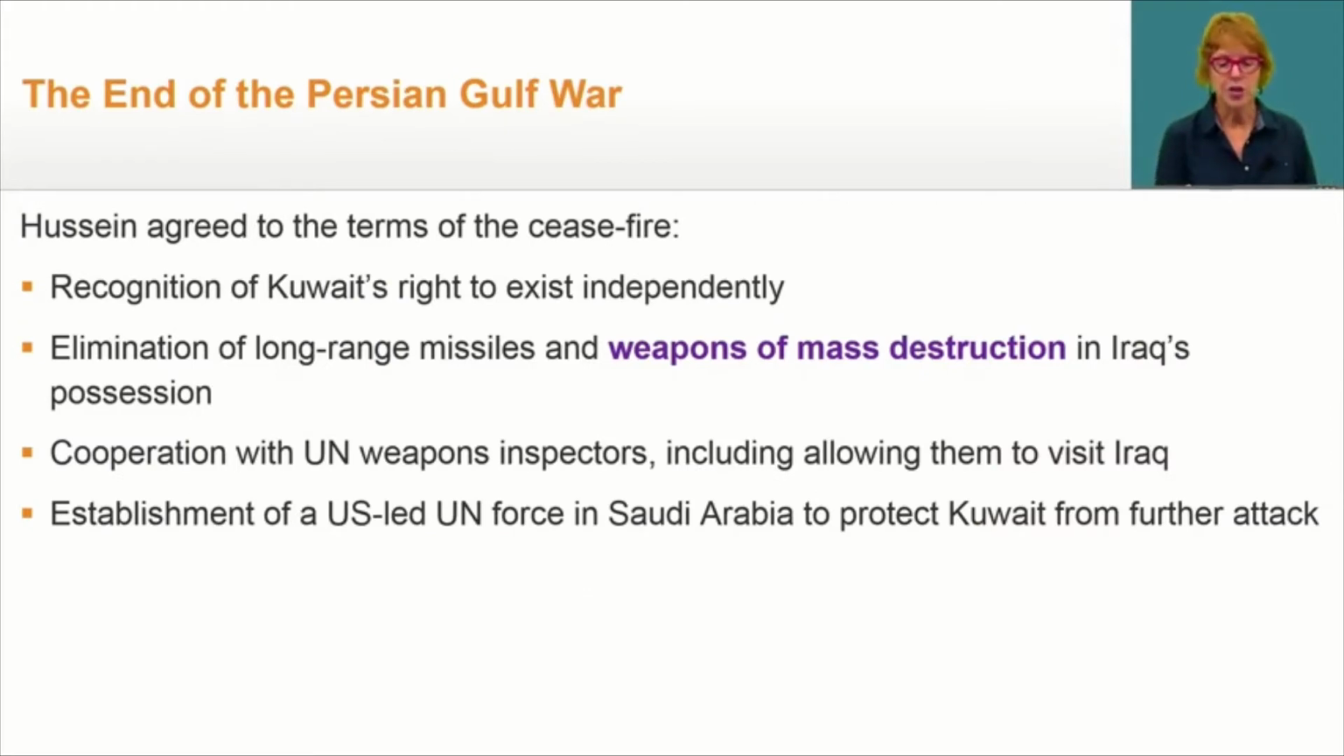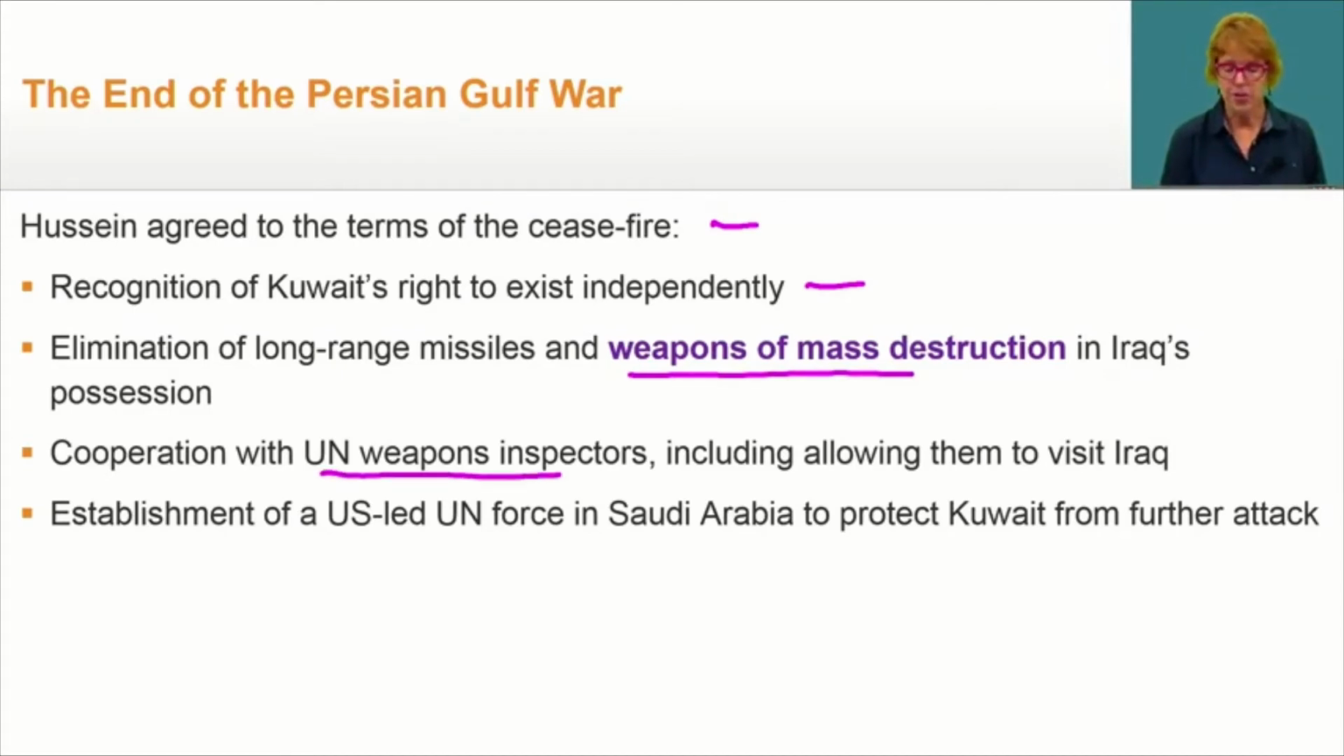Hussein agreed to the terms of the ceasefire: recognition of Kuwait's right to exist independently, elimination of long-range missiles and weapons of mass destruction in Iraq's possession, and cooperation with UN weapons inspectors, including allowing them to visit Iraq. As part of the ceasefire, Iraq had to give up any long-range or especially dangerous weapons and had to allow UN inspectors to make certain that it complied with the terms.